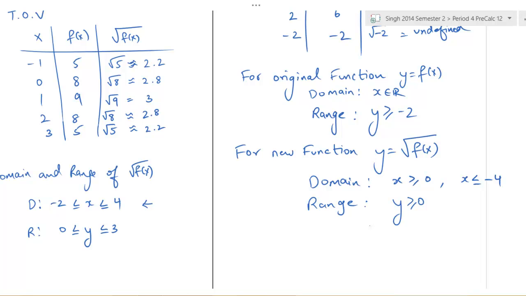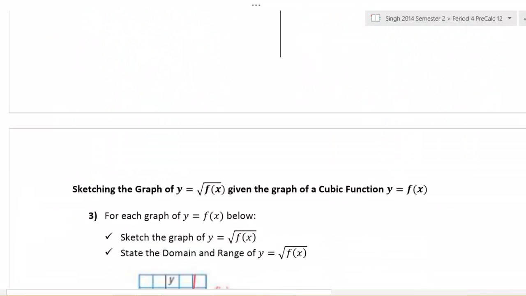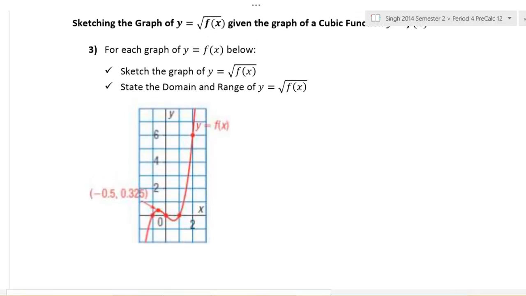Let's take a look at what happens when we take the square root of a cubic function. That's our next example. Here I've given you a cubic function. I've given you some key points to work with, so you're not estimating. Same process. Let's start off by identifying the invariant points. Our invariant points are going to happen wherever the y value is 0 and y value is 1. So I have an invariant point here, here, and here. That's where y values are 0 and 1.